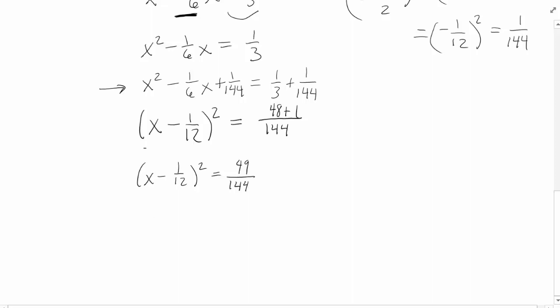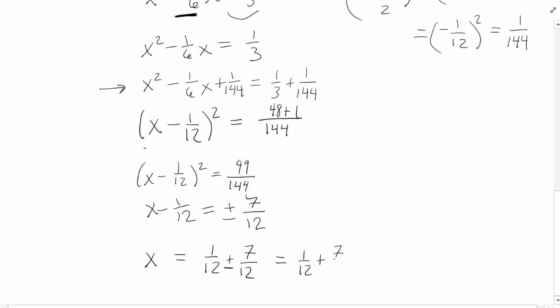All right, now I'm going to take the square root of both sides, which gives me x minus 1/12 on the left, and on the right I took a square root, so plus or minus, and then the square root of 49, that's a nice number, that's 7, and the square root of 144 is 12. The last thing to do to get x all by itself is to add 1/12 to both sides. So I get x is equal to 1/12 plus or minus 7/12. So there's two options here. Either x is 1/12 plus 7/12 or x is 1/12 minus 7/12.